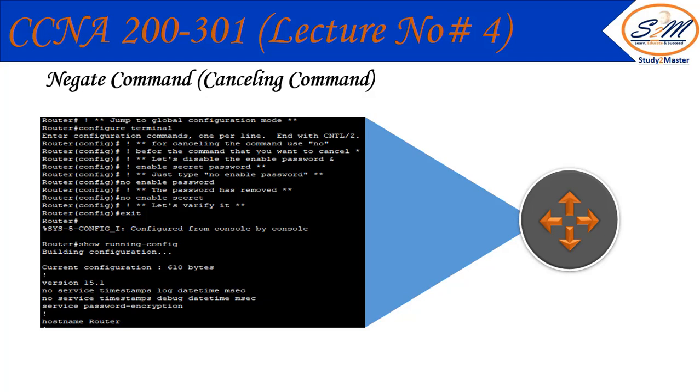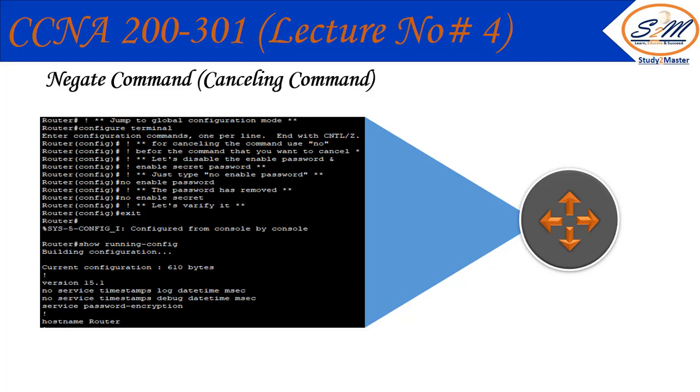So jump to global configuration mode. Just type configure terminal. Now we are in global configuration mode. For canceling a command, use no before the command that you want to cancel. Let's disable the enable password and enable secret password as well. Just type no enable password. I have already done no enable password. After this there will not be any password. The password has been removed. No enable secret.